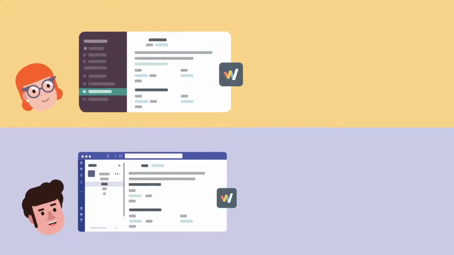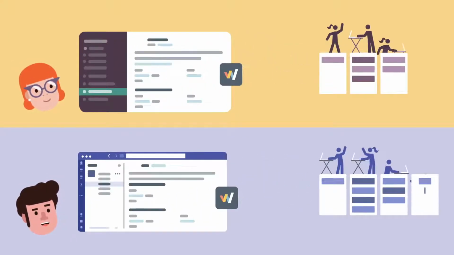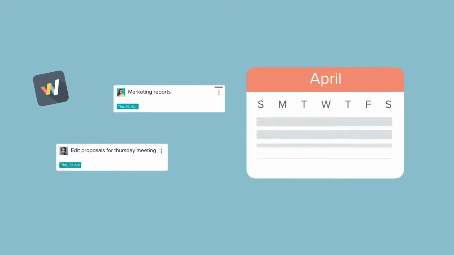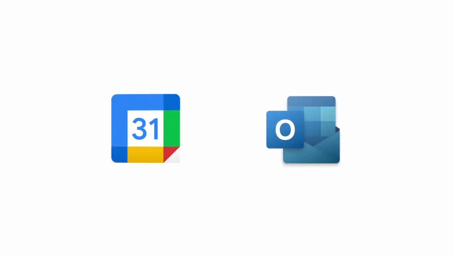The application with the best task management solution for both Slack and Microsoft Teams has just reached a new frontier. Now, you can keep track of your Workstreams.ai tasks right on your Google or Outlook calendar.